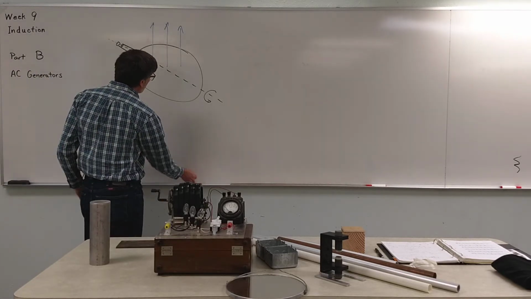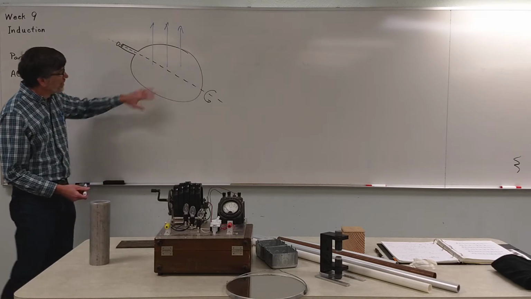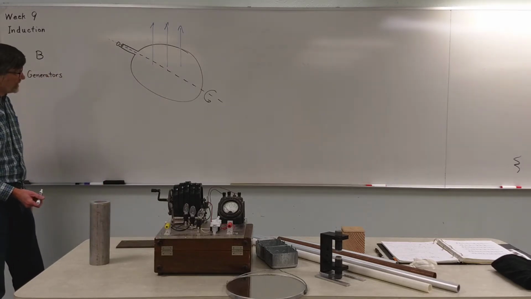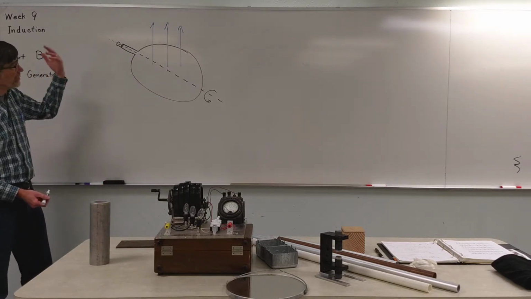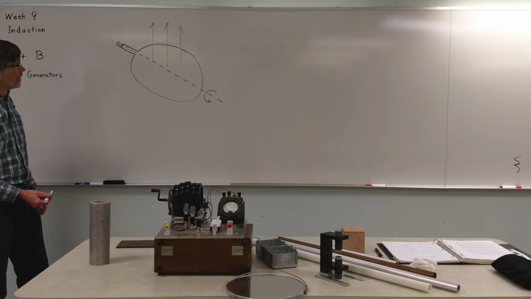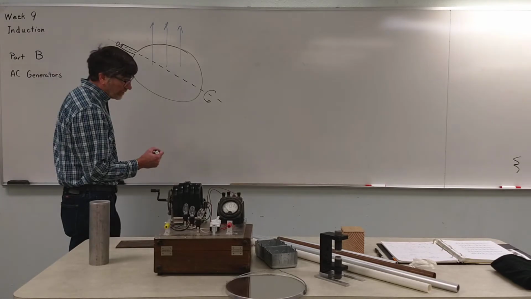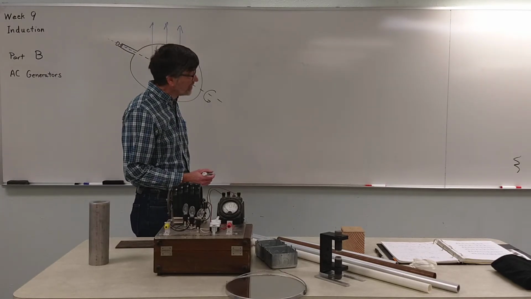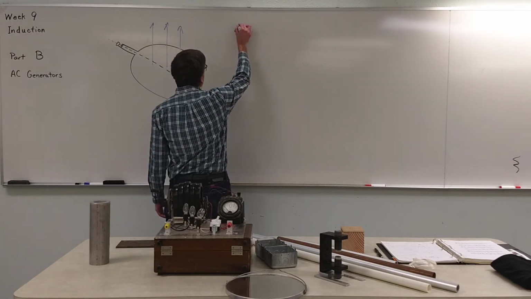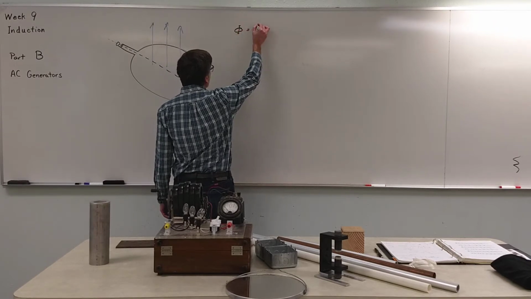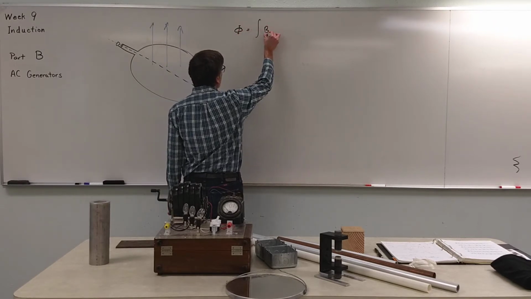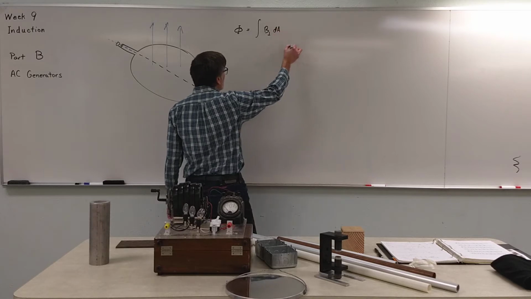Now, recall what we've already learned. You've got a B field going through the loop. That's going to change as the loop rotates, the amount of field that's passing through it. The flux through the loop will change. And so we want to figure out how much that changes. So we've got to figure out the flux through the loop. And if you recall, that was this, B perpendicular dA.